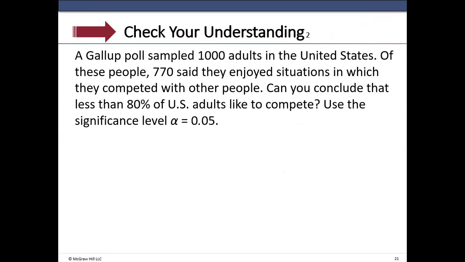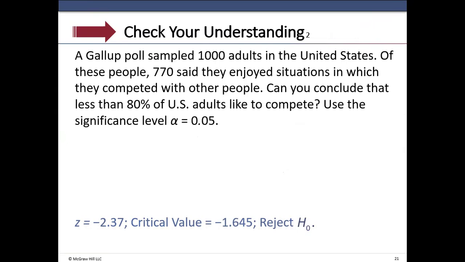So minus 2.37 is farther away from 0 on the left than minus 1.645. In other words, the test statistic of minus 2.37 falls in the rejection region. So the decision is to reject H0. Conclusion at alpha equal to 0.05: since we have rejected the null hypothesis, there is enough evidence to support the alternate that H1: P less than 0.8.